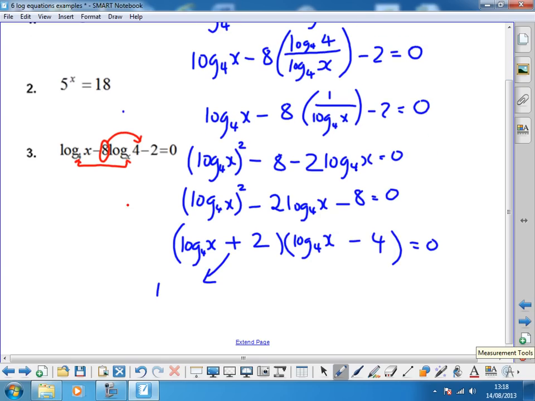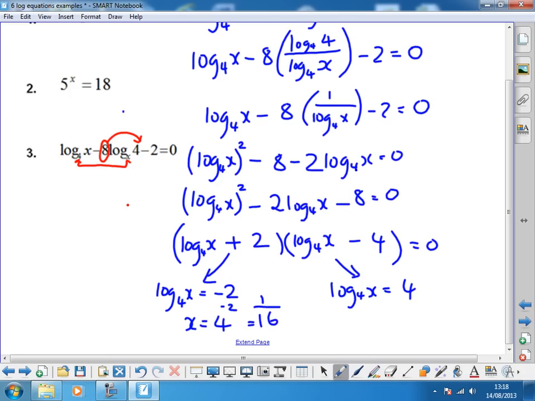So this one gives me log to the base 4 of x is minus 2, and this one gives me log to the base 4 of x is 4. And I can do the opposite of log to the base 4, which is 4 to the power of minus 2, which is 1 over 16. And x is 4 to the power of 4, which is 256.